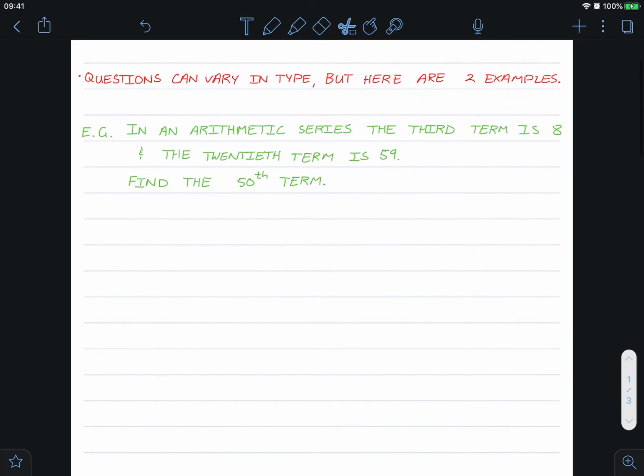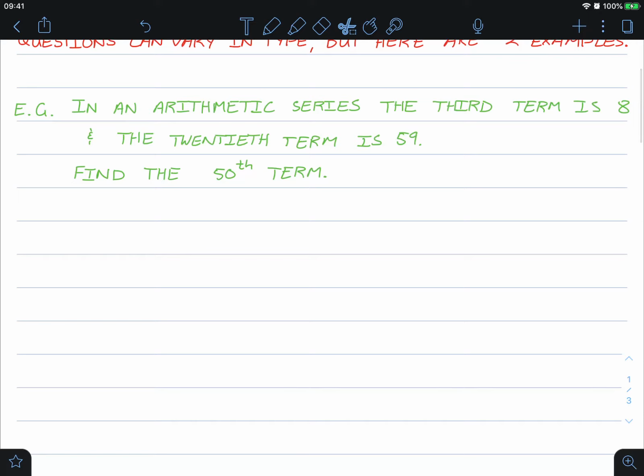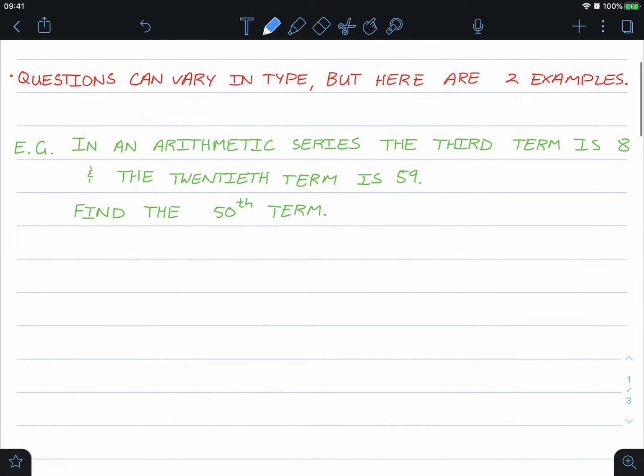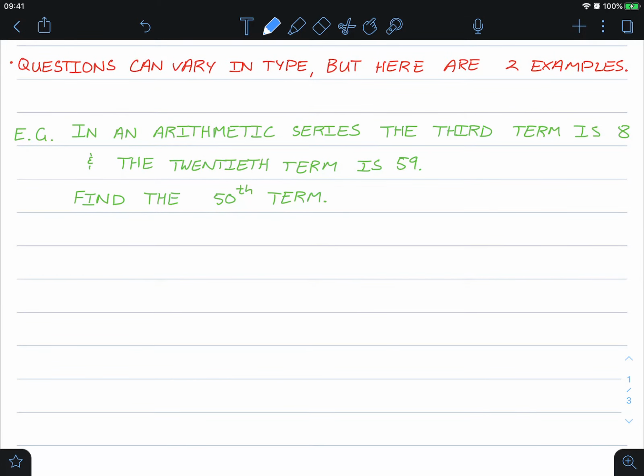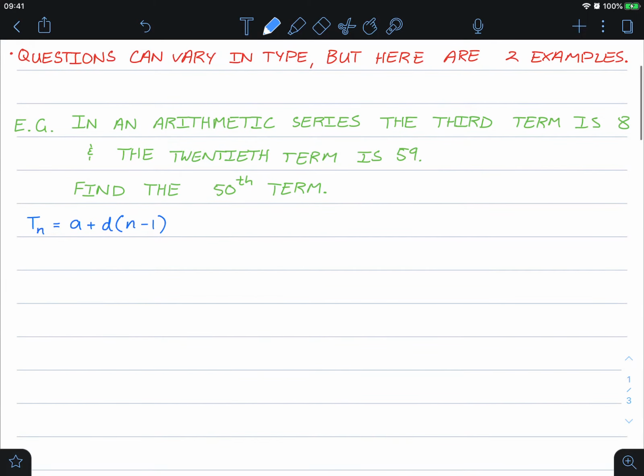So here we go. In an arithmetic series, the third term is 8 and the 20th term is 59. This one's actually a lot simpler, but here we go. The third term is 8. So the moment you see that a term is going to be used, you should immediately remember that the expression for any term in an arithmetic series is given by the following. So the third term, T3, is equal to a plus d(3 minus 1).